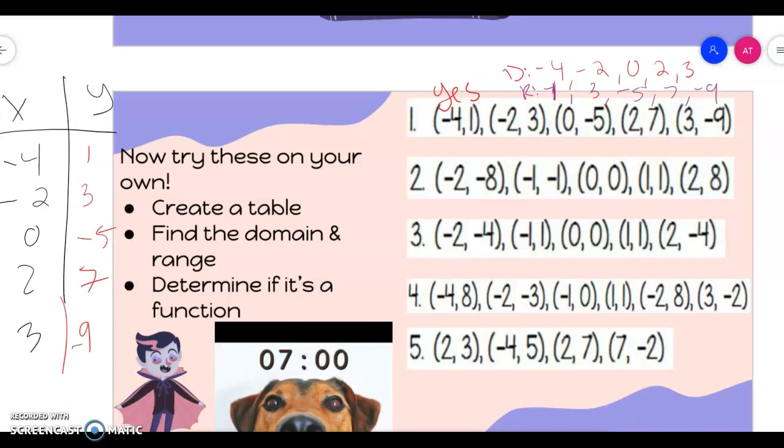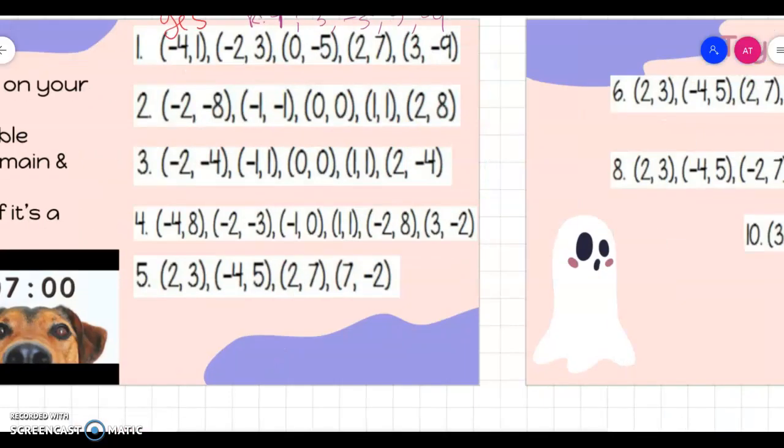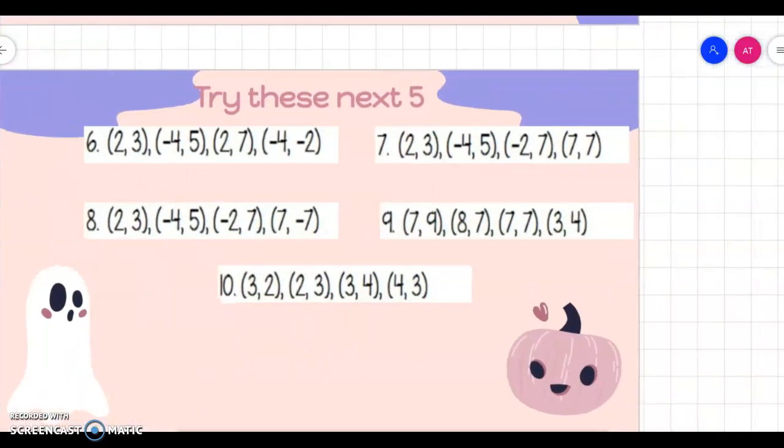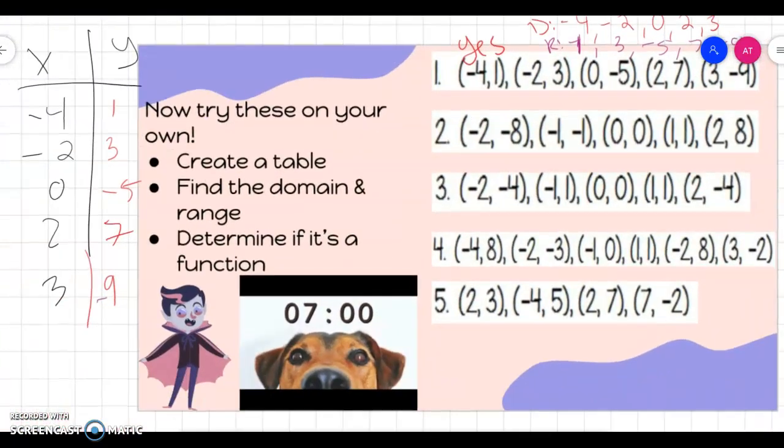So now that you know how to do these, I want you to do 2 through 10 and see if those are a function. Once you are done, keep them in your notebook or keep the paper handy because you guys do have a test on Monday. Please do not email me the papers.